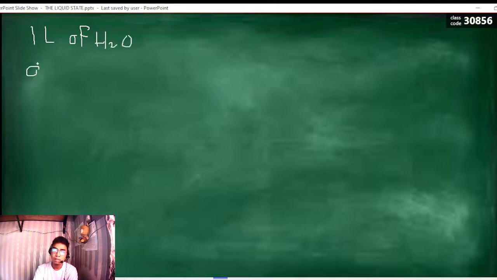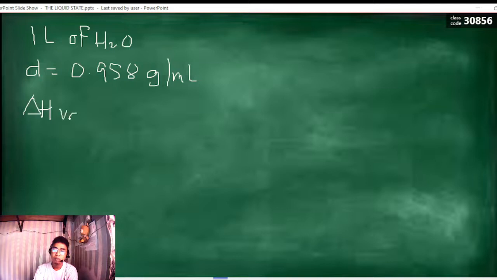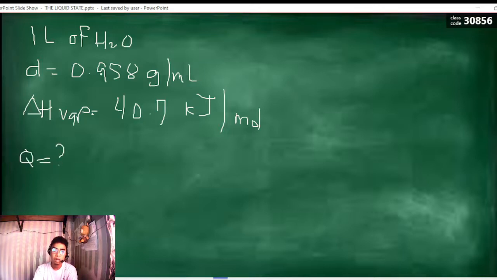We have the density of a liquid, which is 0.958 grams per milliliter. We have also the molar enthalpy of vaporization. As I said, it is constant, 40.7 kilojoule per mole. We are looking for what? Q. Q is missing. So first thing first, you need to get the molar mass of the compound.